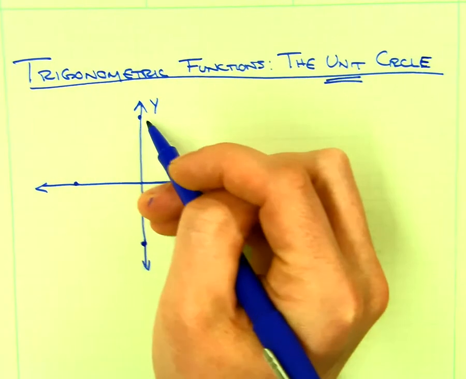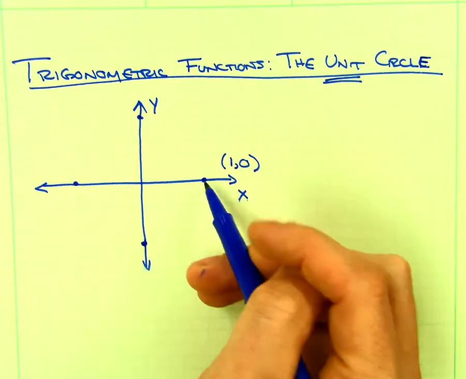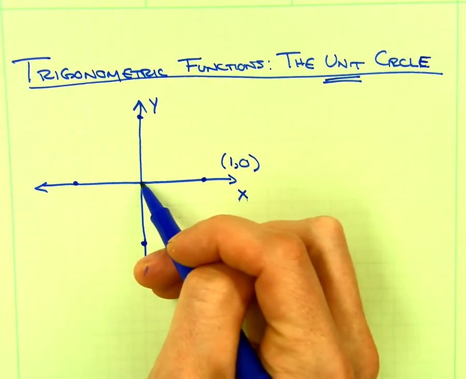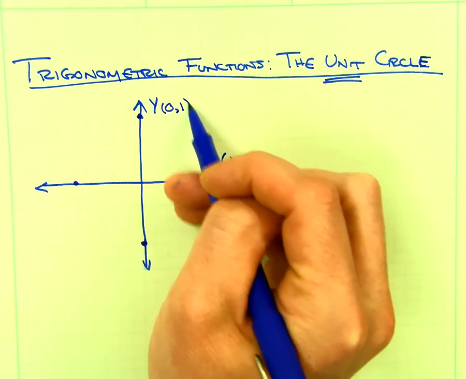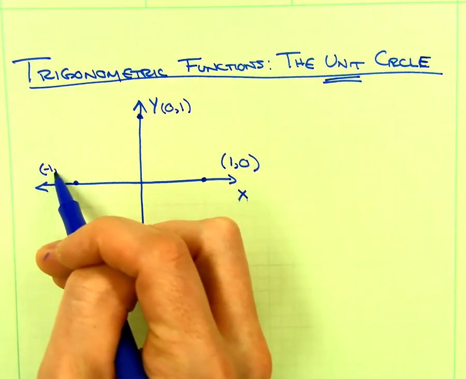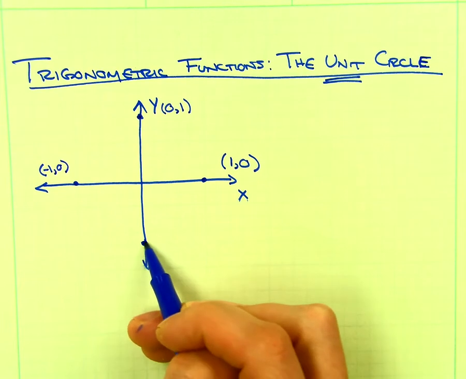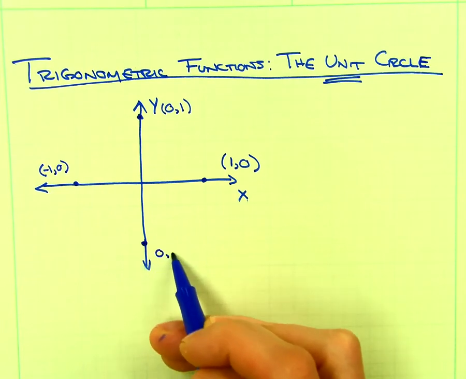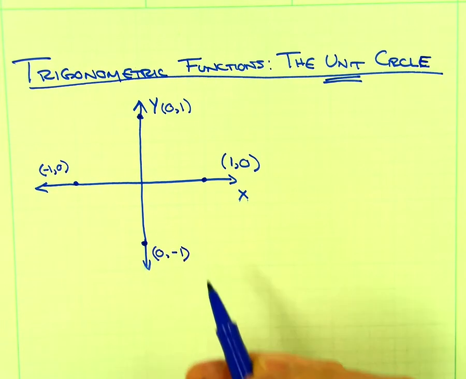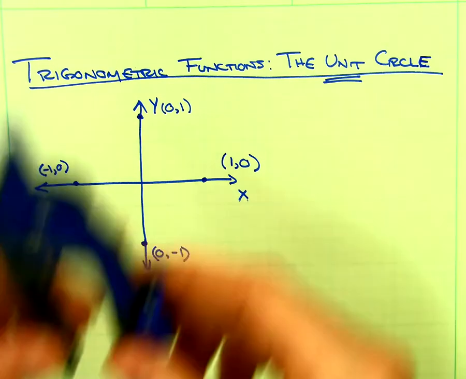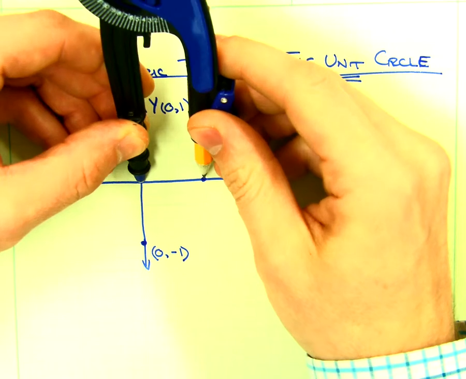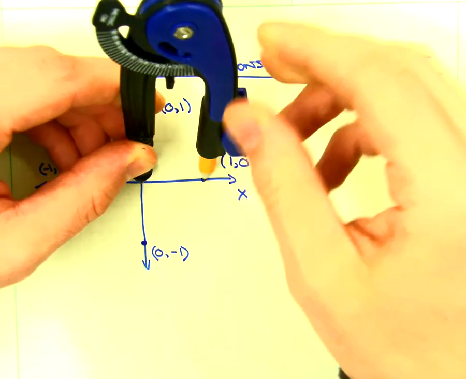I'm going to start labeling each and every one of these. So (1, 0). This one is 0 in the x direction, 1 in the y direction. It's going to be (0, 1). This one, (-1, 0). This one, (0, -1). Really basic, right? So if I wanted to connect these points, I've got my handy compass here. I'll do this in pencil because that's what's in my compass.